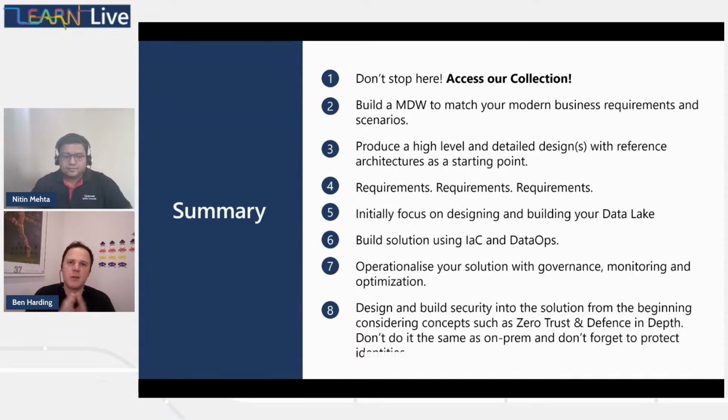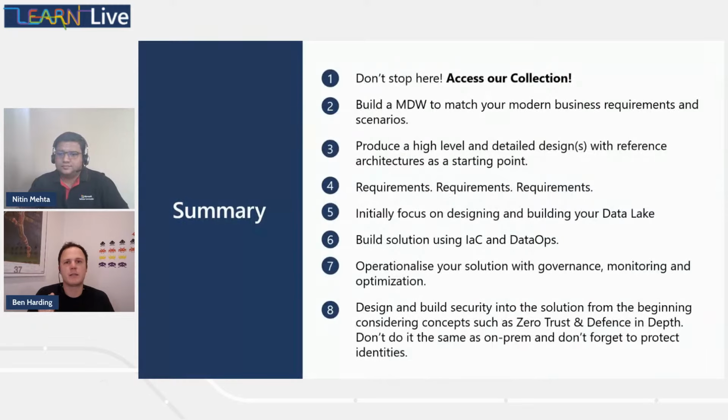So number one, don't stop here. I think we've mentioned it about 100 times, but access our collection that we put together. It's really, really great, in my opinion. Number two, build a modern data warehouse to match your modern business requirements and scenarios. Three, produce a high level and detailed design, or multiple detailed designs, with a reference architecture as a starting point. Number four, requirements, requirements, requirements. Make sure you're not just building a generic data platform. Make sure you're building it for the business, for specific requirements.